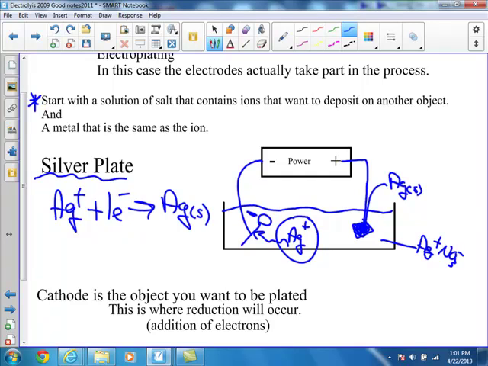Okay, what's happening over here? Why did I have to put this solid piece of silver in here? It's the other way around. Yeah. So this is putting more silver back into the solution. Okay? So what's happening on the other side is the solid silver is losing an electron and becoming silver ions.